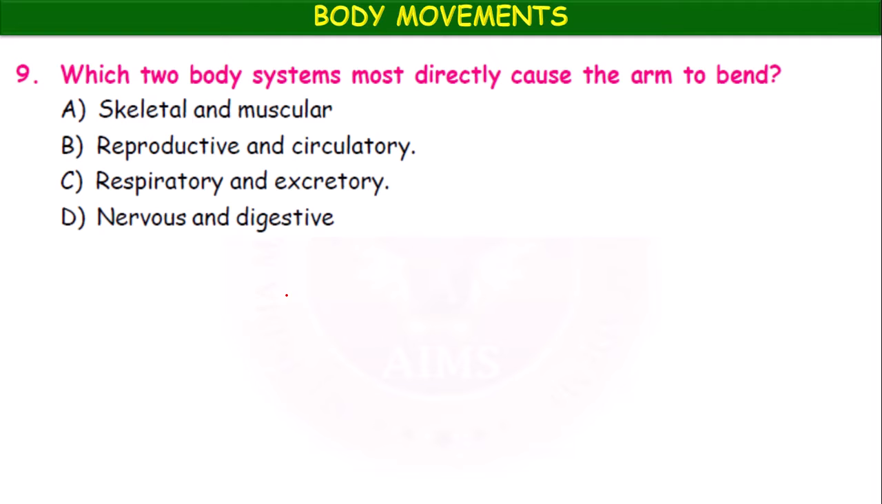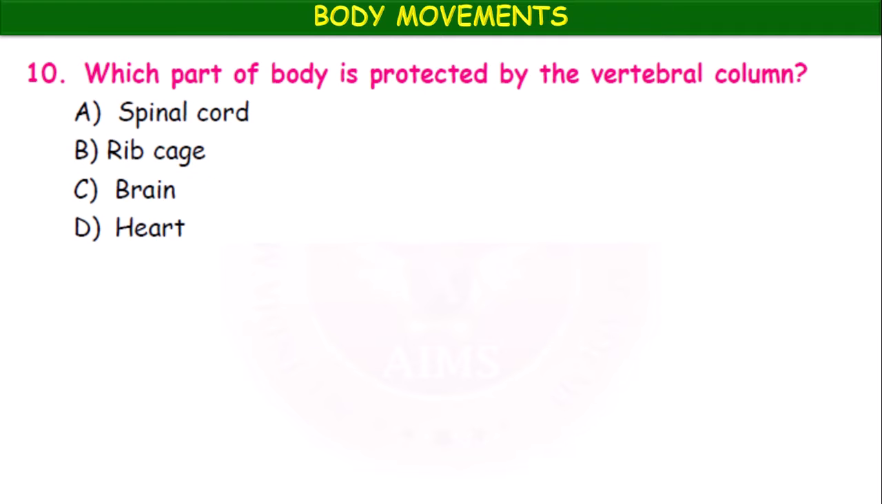So which two body systems most directly cause the arm to bend? Skeleton and muscular system, reproductive and circulatory system, respiratory and excretory system, nervous system and digestive system. It is the skeleton and muscular system, which most directly cause the movement or help in the bending of the arm.